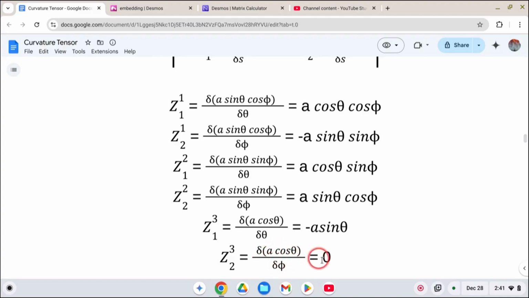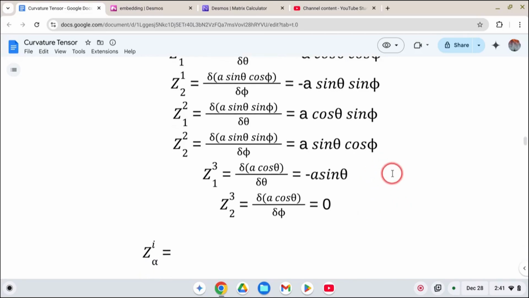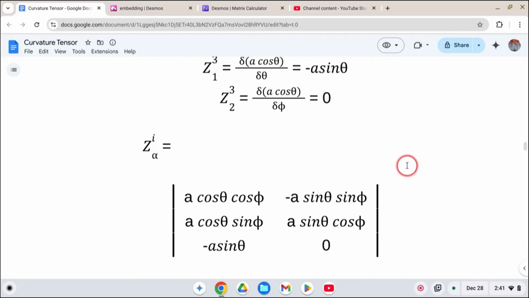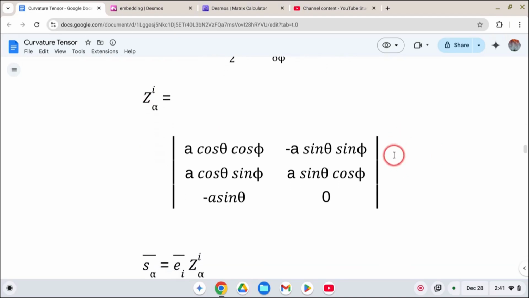And the derivative of a constant is 0. So now we've got our shift tensor, which looks like this. All right. Now we can use this to find the basis vectors of our surface because we know everything in this equation.